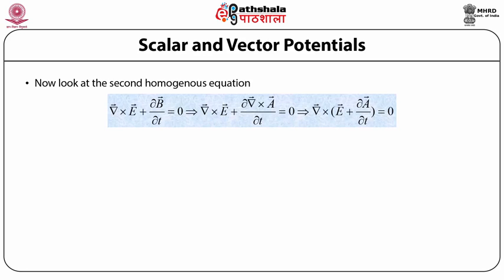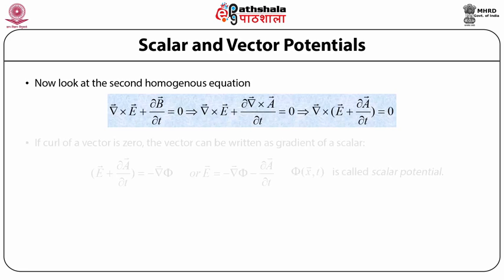Since the del operator is independent of time, interchanging the order of differentiation between the partial time derivative and the del operator in the second term involving the vector potential will not lead to any different result. Hence, we can rewrite this equation as curl of (electric field vector E plus partial time derivative of the vector potential A) is equal to 0.